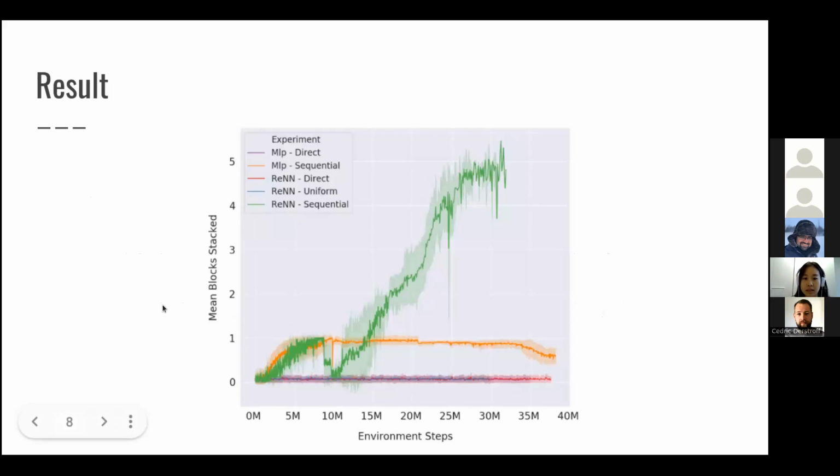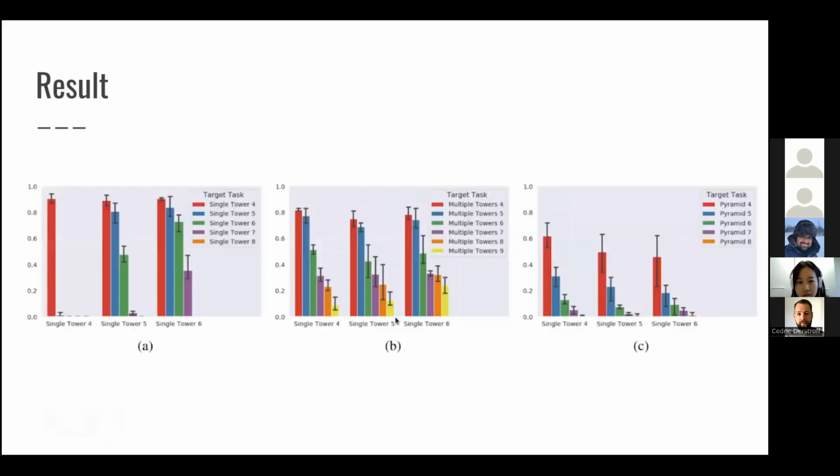And this is the result. We can see that with curriculum learning, the robot can stack more than 5 blocks. And without curriculum learning, the performance is not very good.